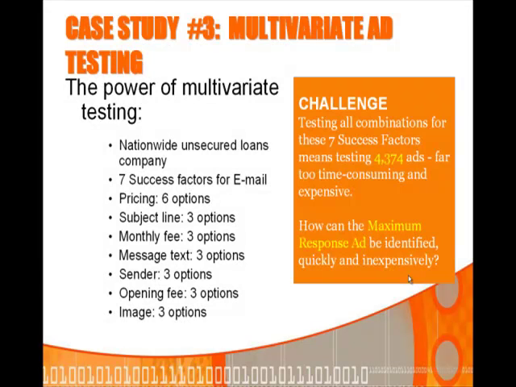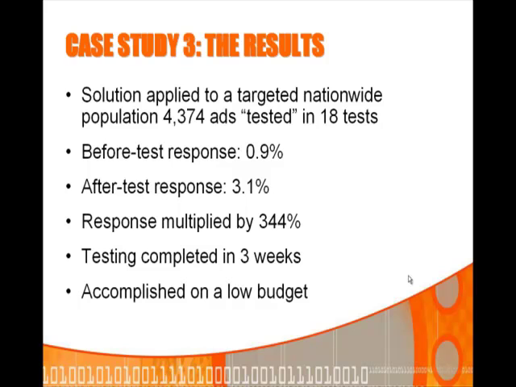In this case, a loans company wanted to test several variables of 7 different elements identified as success factors that could dramatically affect their response rates. Were this company to choose A-B split testing, it would be impossible to create any meaningful test that could quickly and accurately identify which combination of factor options would pull the best results. We can easily see this when we realize that we have to test 4,374 ads to test all possible combinations. This is why multivariate testing can dramatically and relatively quickly increase a company's conversion rates by 100 or even 300%. The results speak for themselves.